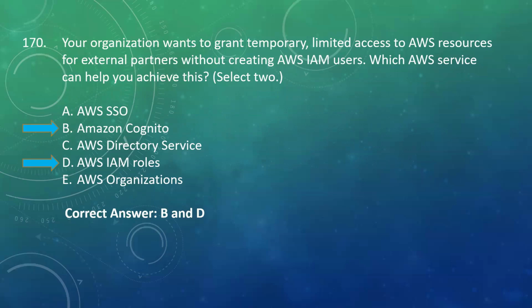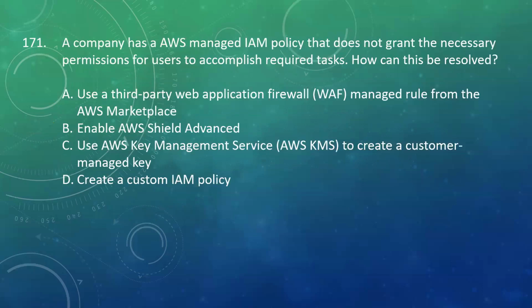Now, for the second one, when external partners need access to AWS resources, they can assume an IAM role temporarily, which grants them the necessary permissions. These temporary credentials provided by IAM roles have an expiration time, ensuring limited access. Next question.